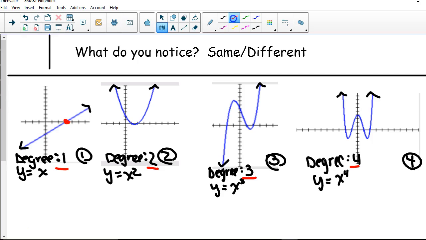1. How many times does it cross here? 2. 3.